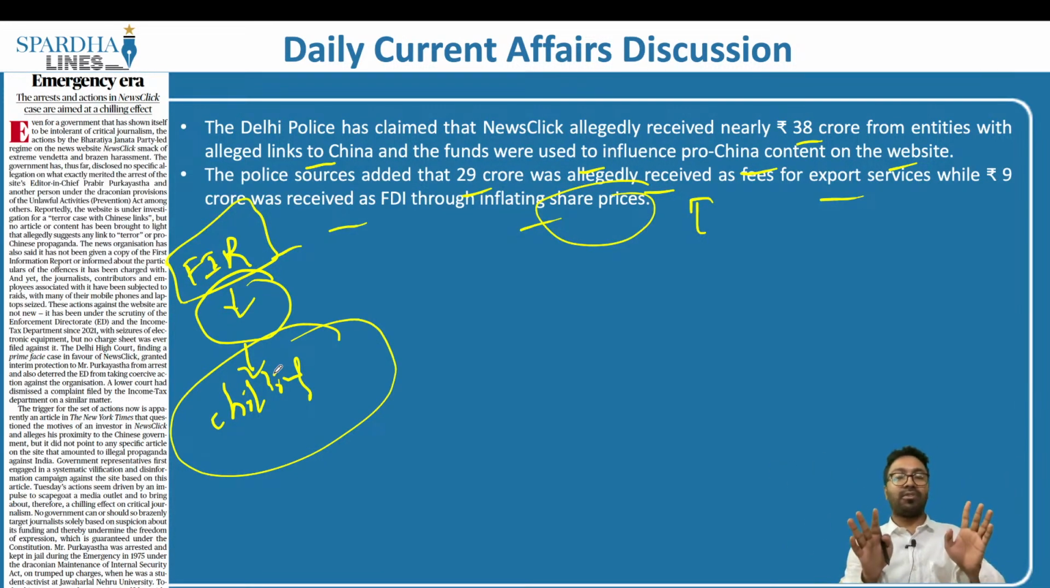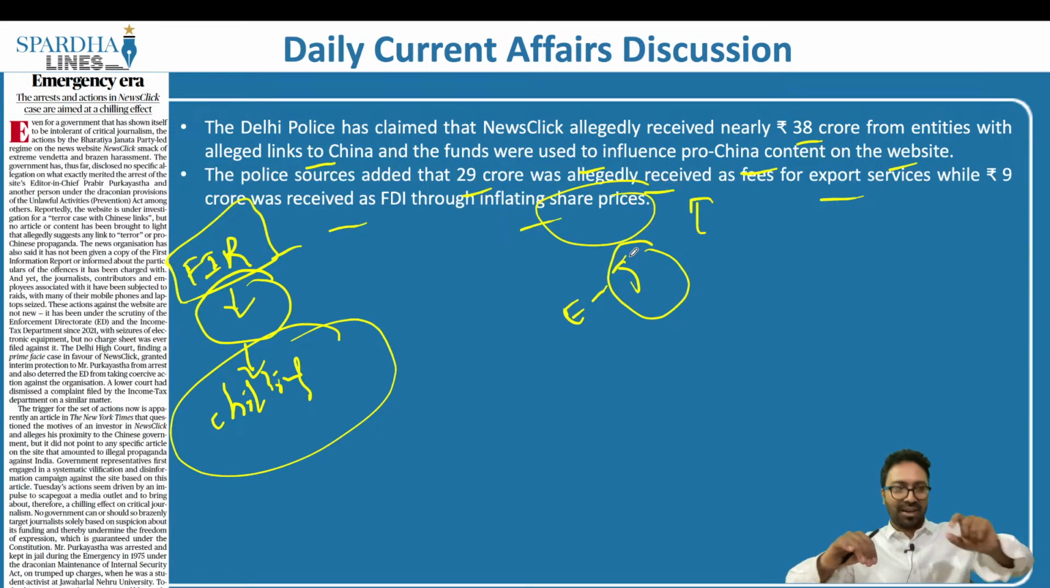What is the sealed cover doctrine? The sealed cover doctrine is basically the information that the executive gives to the judiciary, and this happens to be secret information where only the judiciary would be able to open that envelope, read about it, and ultimately decide on that case. So it will be a sealed cover.